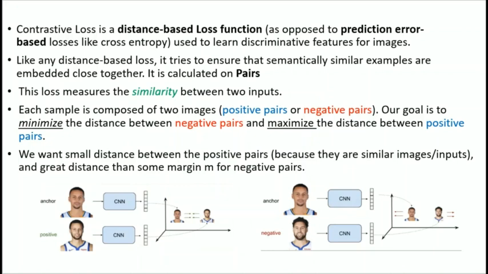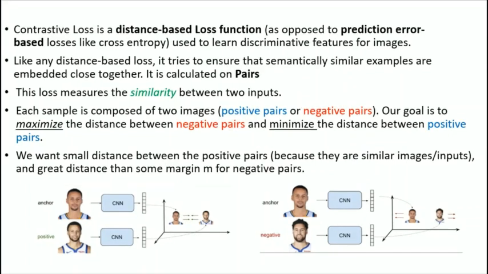As we said before, it's a distance-based loss as opposed to a prediction error-based loss, like the cross-entropy loss that we've been talking about previously, or the other loss functions such as the binary cross-entropy, the mean squared error, and so on. These are all called prediction error-based losses. So this is different. It's called the contrastive loss, and it's a distance-based loss. It measures the distance between the inputs, and it's used to learn discriminative features for images.